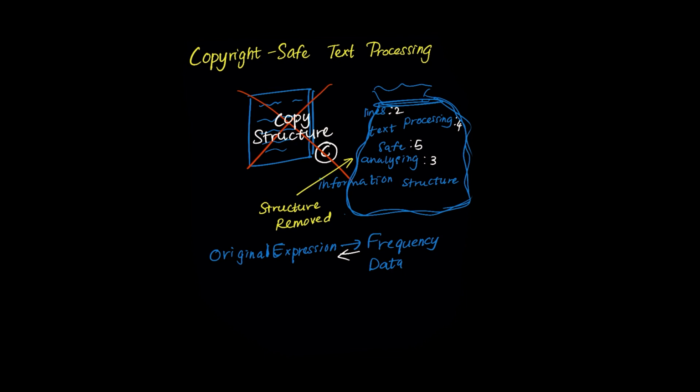Unlike semantic networks that capture relationships, embeddings that encode meaning, or corpus compilation that stores original text, Bag of Words transforms content into abstract frequency data that can't reconstruct the original protected expression.